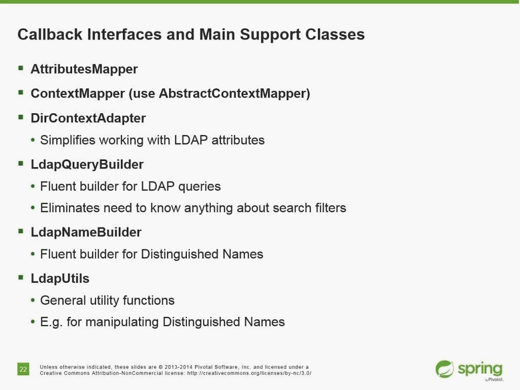When extracting data from searches and lookups, you would use an attributes mapper or a context mapper. The attributes mapper will work against the JNDI attributes class, which is kind of awkward. So to simplify that, you can use the context mapper instead, which will give you a DirContextAdapter, which makes it much easier to extract and modify attributes than the attributes mapper. So that's generally what you want to use.